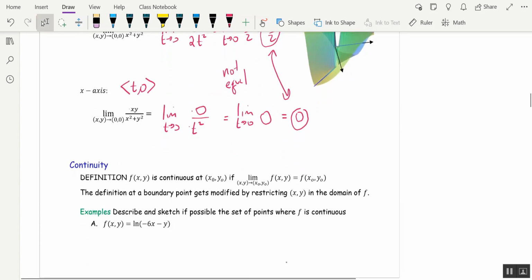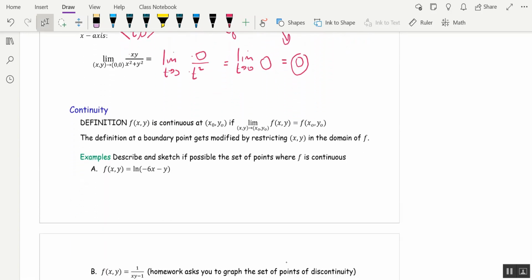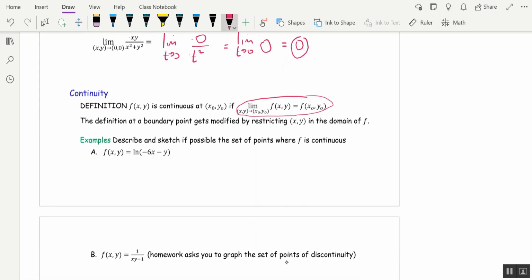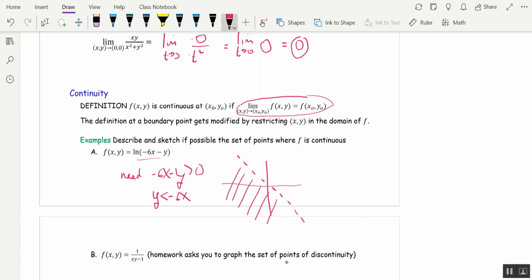Okay, continuity. Continuity works the same as it does with one variable. We've got a very similar definition here. And in your homework, you've got some problems where you're asked to find the set of points where a function is continuous. That's going to be the domain. So in this first one, natural log of negative 6x minus y is going to be continuous everywhere on the domain, which is negative 6x minus y greater than 0, which means y is less than negative 6x. All right, so negative 6x looks like this, and y less than that would be these points here. Those are the points where the function is continuous.